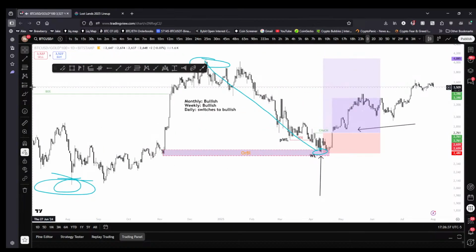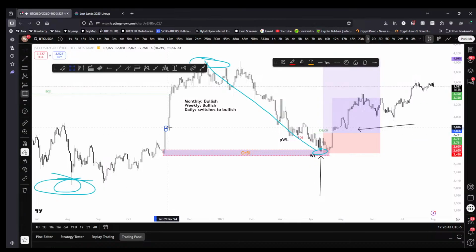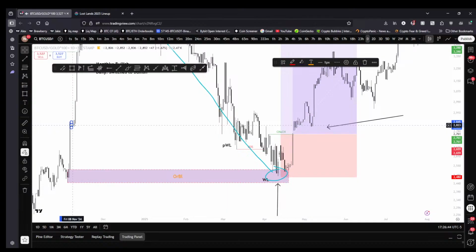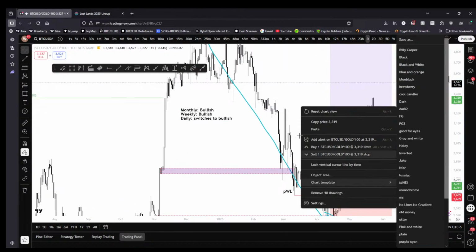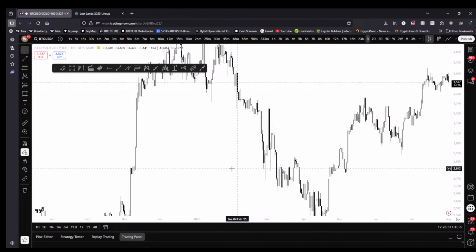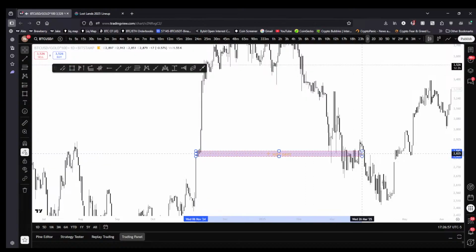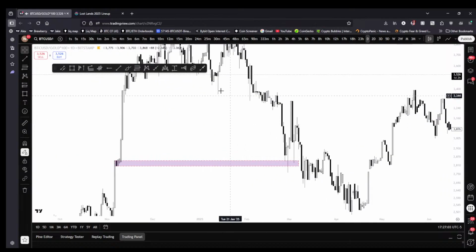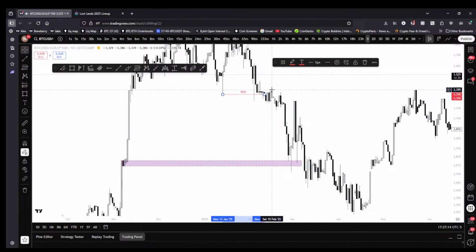So if we're comparing that to, for example, what happened at this OB, so let's just remove all this. If we're comparing that to what happened here, how did we know we could trust this one, but we didn't know we could trust this one? Well, where was our previous low? So we had our bearish break of structure here. We created a high here, 2 green candles.